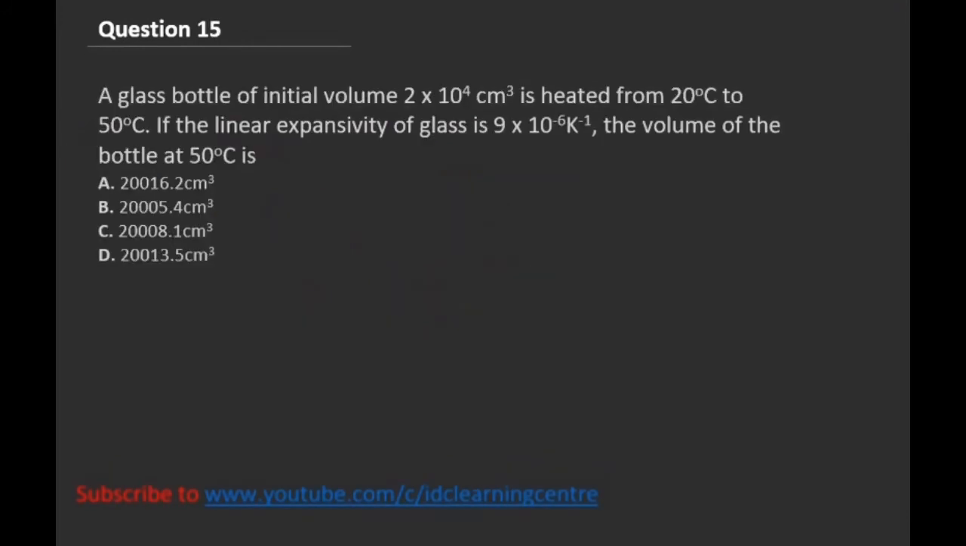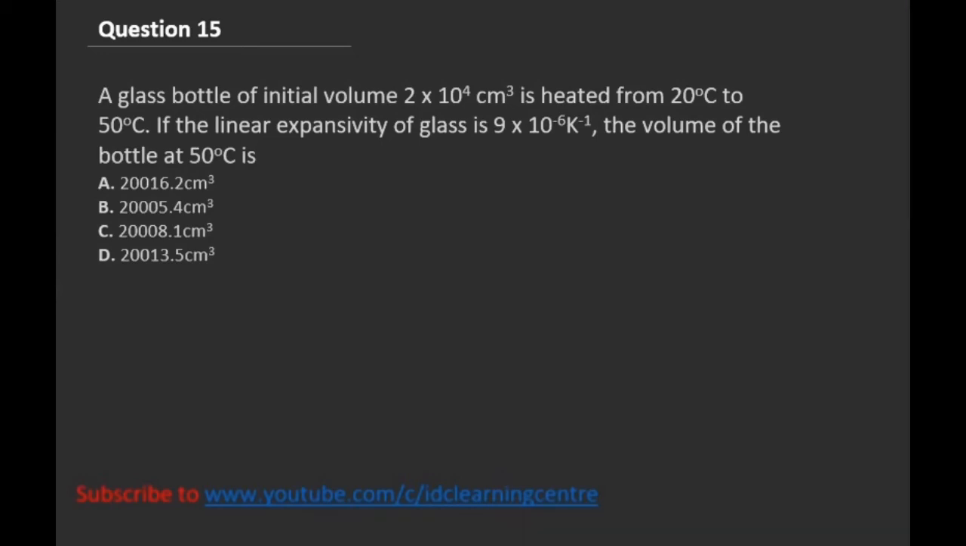Question 15. A glass bottle of initial volume 2 times 10 raised to power 4 centimeter cube is heated from 20 degrees Celsius to 50 degrees Celsius. If the linear expansivity of glass is 9 times 10 raised to power minus 6 per Kelvin, the volume of the bottle at 50 degrees Celsius is what?